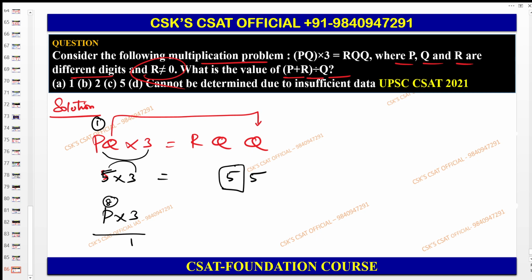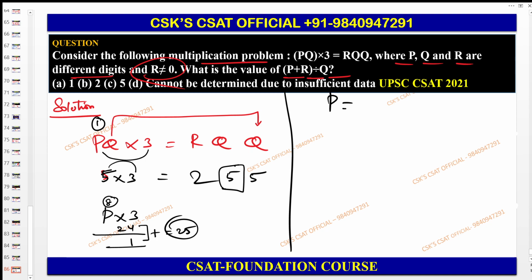This one, 8 into 3, 24. 24 is added with 1, you will get a 25. So then only you will get a 5. So here 2. Everyone getting now? Anybody having doubt? Okay, fine. Everybody saying thumbs up. 255.